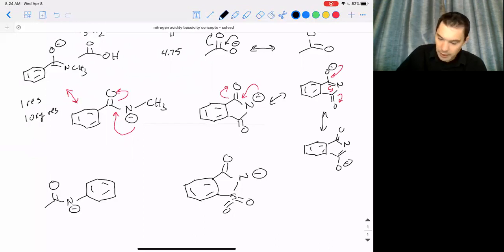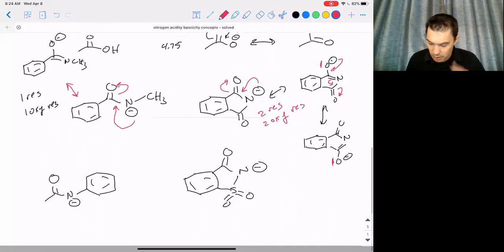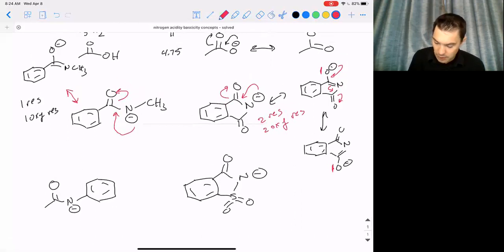And so here now we have two resonance structures, and both of them are on oxygen. In both resonance structures, we have a negative charge on oxygen. We then can compare that to saccharin, and it turns out saccharin is going to have the exact same kinds of resonance structures. And in this particular case, though, one of them is going to be on oxygen.